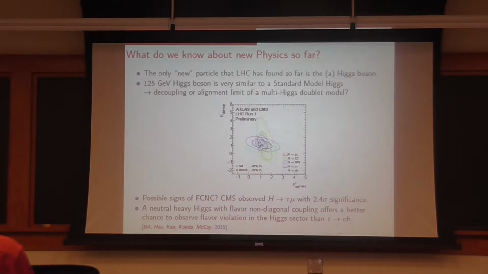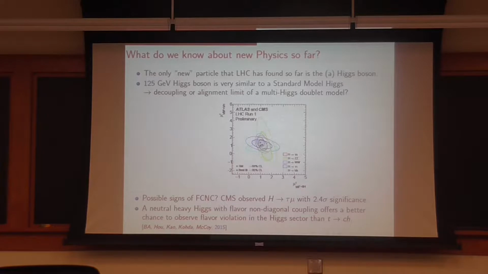Okay, this kind of abstract thing of measuring the masses is of course motivated by the current status of particle physics. Let's see what we know right now about the new physics so far. So far, the only thing the LHC has found is the Higgs boson, or a Higgs boson. We're still not sure.